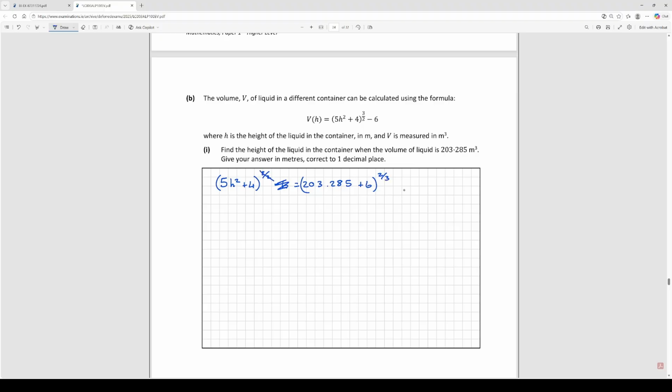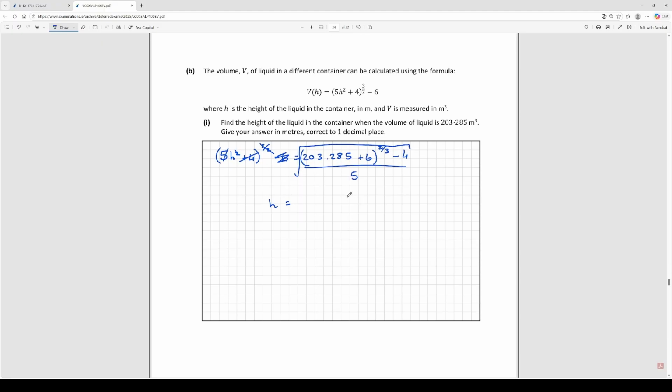So that's that gone. Then we would take away 4, and then that's that gone. And then we would divide by 5. So that's that gone. And then we would get the square root of all of that. And then that would be the squared gone. And h would be equal to that. And you could just put that in your calculator and find out what it is to one decimal place. You don't have to do it like I did, step by step.